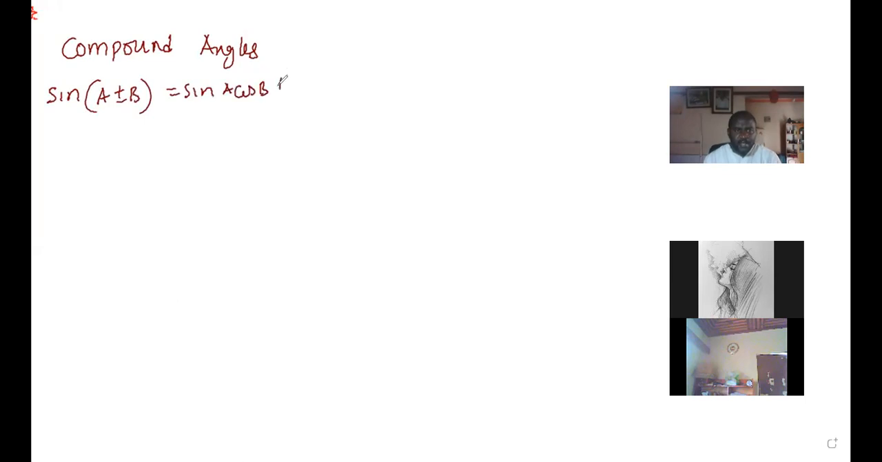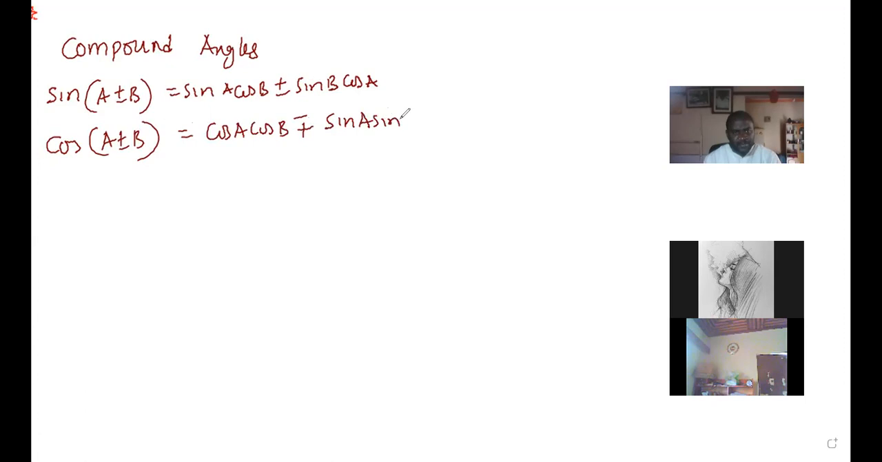So we are dealing with what we call compound angles. We had said sine of A plus or minus B is defined as sine A cos B plus or minus sine B cos A. We also saw that cos of A plus or minus B would be got from cos A cos B minus or plus sine A sine B.